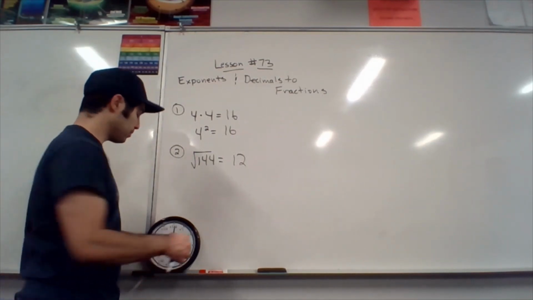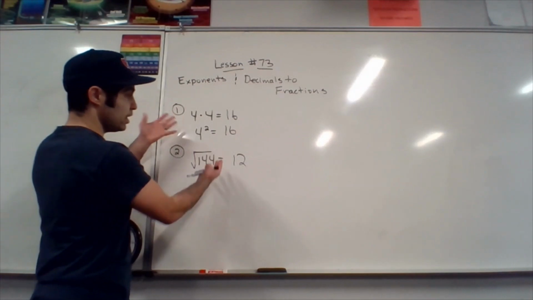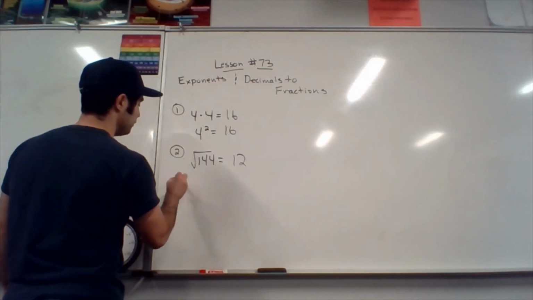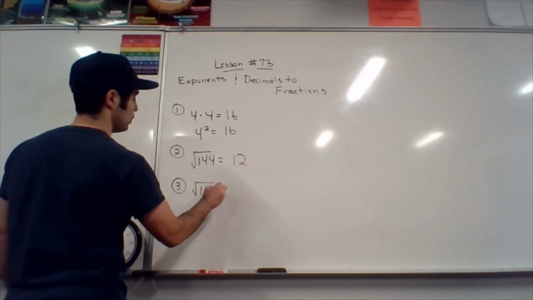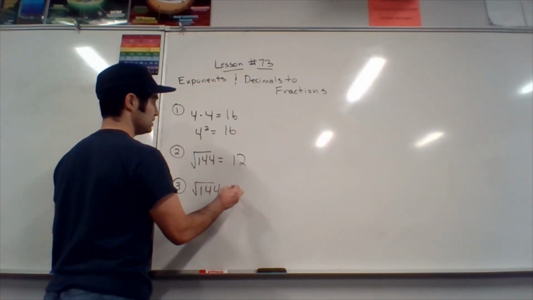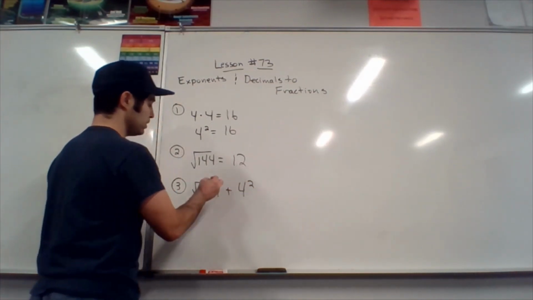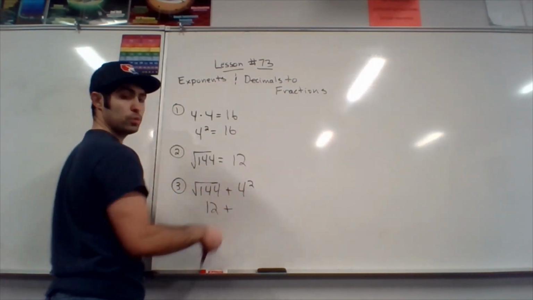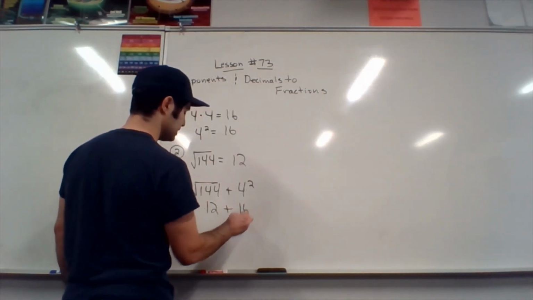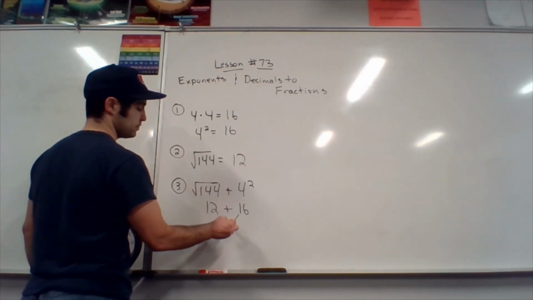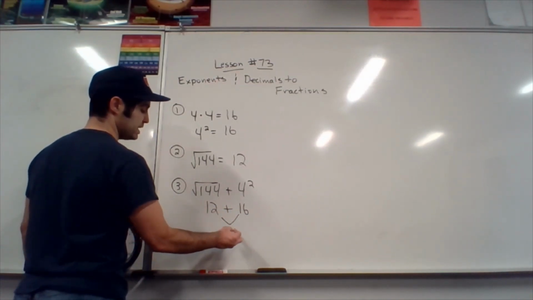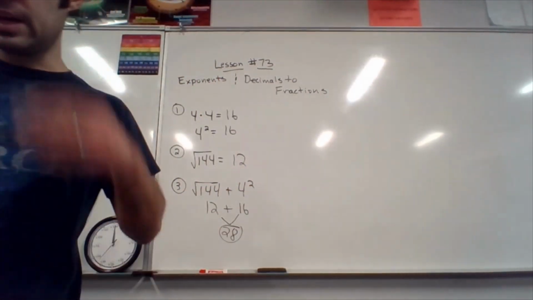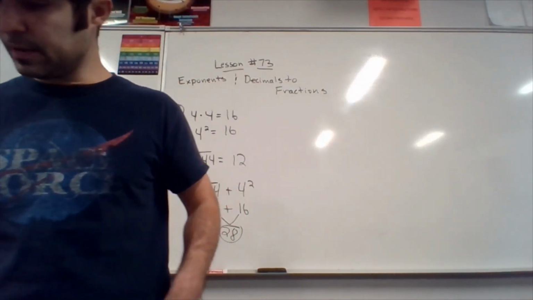So there are some other problems that take your knowledge of this and make you apply it. For example, if you have square root of 144 plus 4 squared, well, we know that the square root of 144 is 12, so I'm going to write the answer below right there. And 4 squared is going to be 16. Now you can add those two together, and that is going to be 28. So you're taking what you know about exponents and you're applying it to a problem.